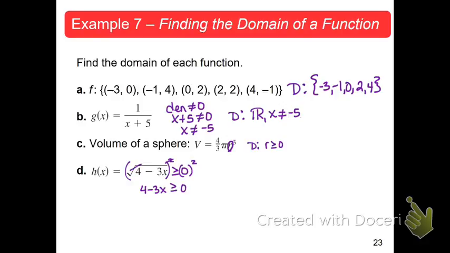Because remember, technically we can't take the square root of a negative number, so the thing underneath the radical needs to be greater than or equal to 0. But by setting the whole thing greater than or equal to 0, most of y'all seem to get that better. So that's why I did it.